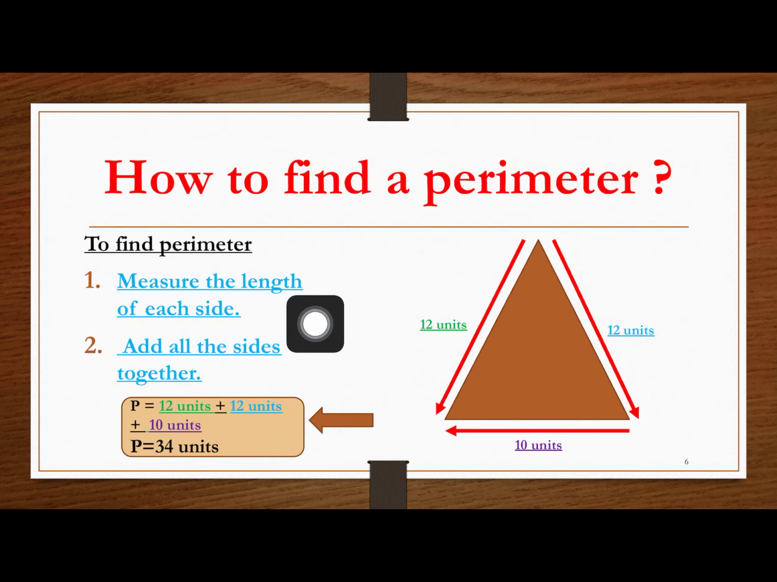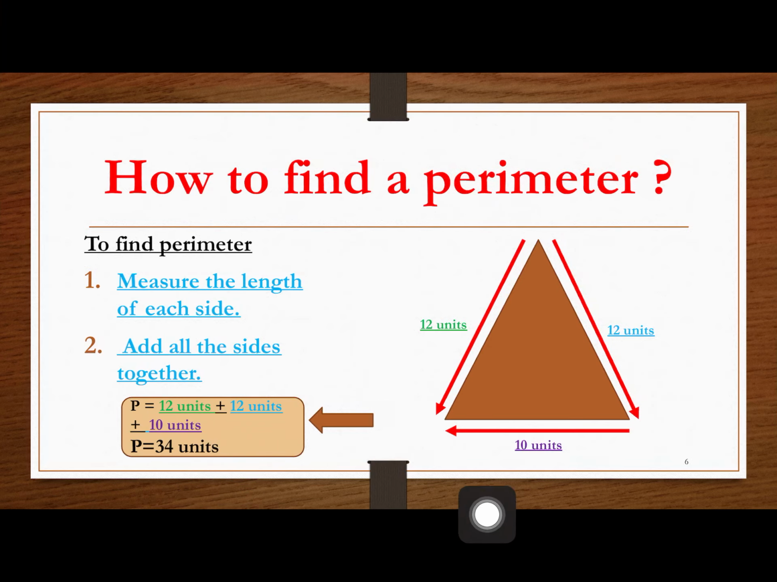Number 1 is to measure the length of each side. So you need to make sure you measure every side. And then the next step is you add all the sides together. So when we look over here, this side measures out to be 12 units. This side measures out to be 12 units, and the last side measures out to be 10 units. So our perimeter, or P, is 12 units for this side, plus 12 units for the other side, plus the 10 units for our last side, and all together, when I add them up, our perimeter equals 34 units.